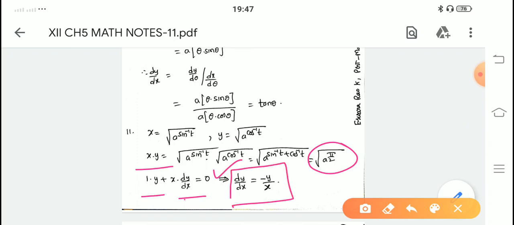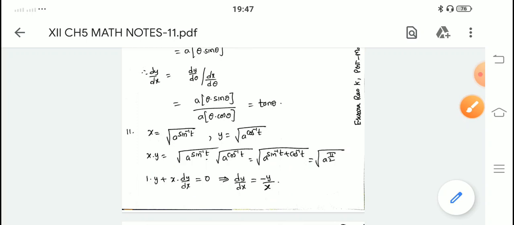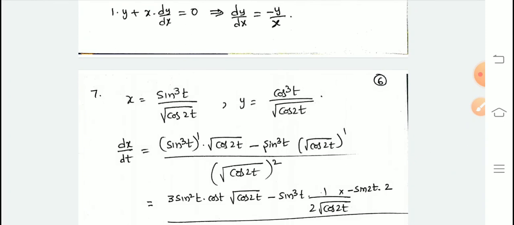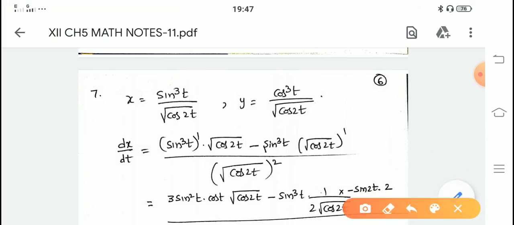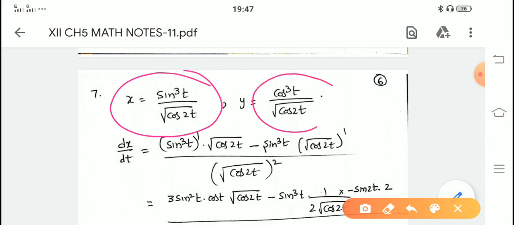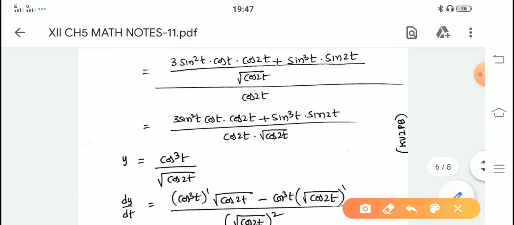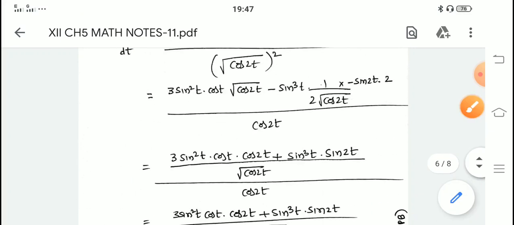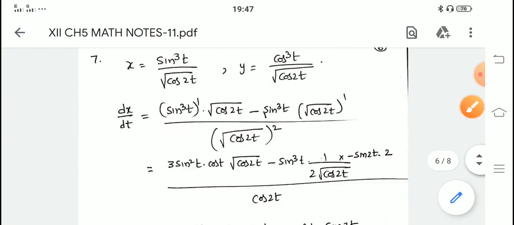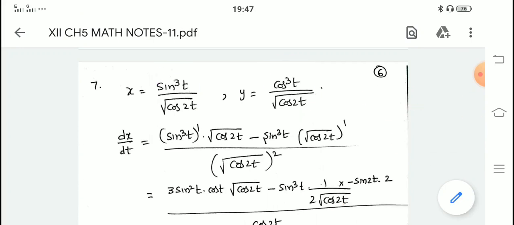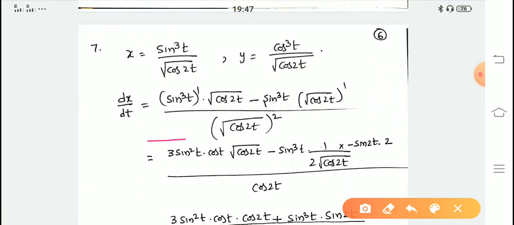It's very easy. Okay. Now the 7th question, which is a very long question, but you will have to know this one, because many steps and many formulas are used in it. Very important also. See, x is equal to sin cube t by root cos 2t, y is equal to cos cube t by root cos 2t. While finding dx by dt and dy by dt, we use the u by v rule. Carefully look. The u by v rule is applied because they are fractions. See very clearly.